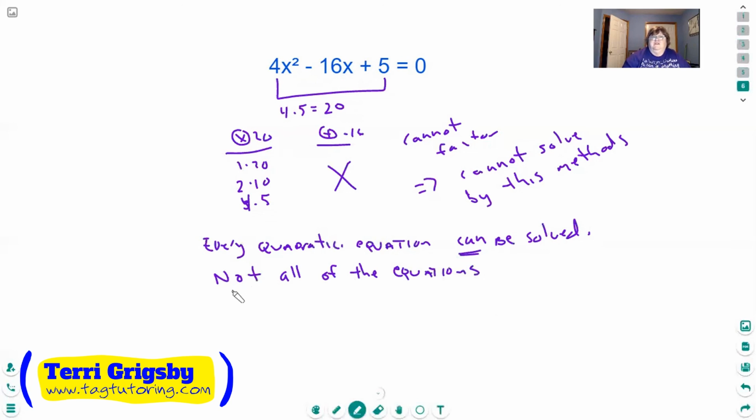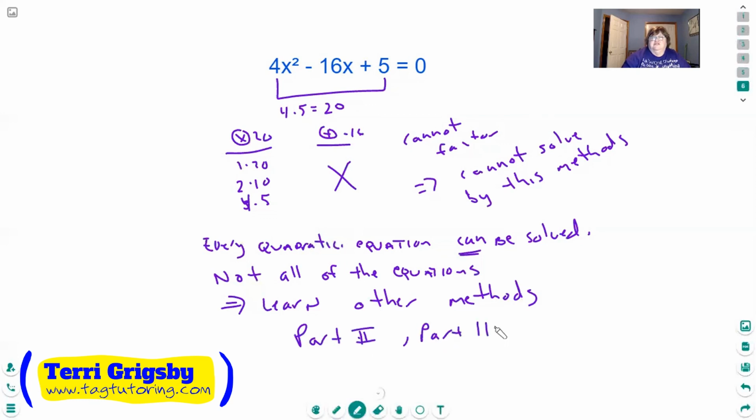Okay, which means you are going to have to learn other methods. And I'm going to be showing you those other methods in part 2 and part 3 of this series. So for right now, you're just learning how to factor to be able to solve it. Okay, and that's simply factoring. Factoring to solve a quadratic.